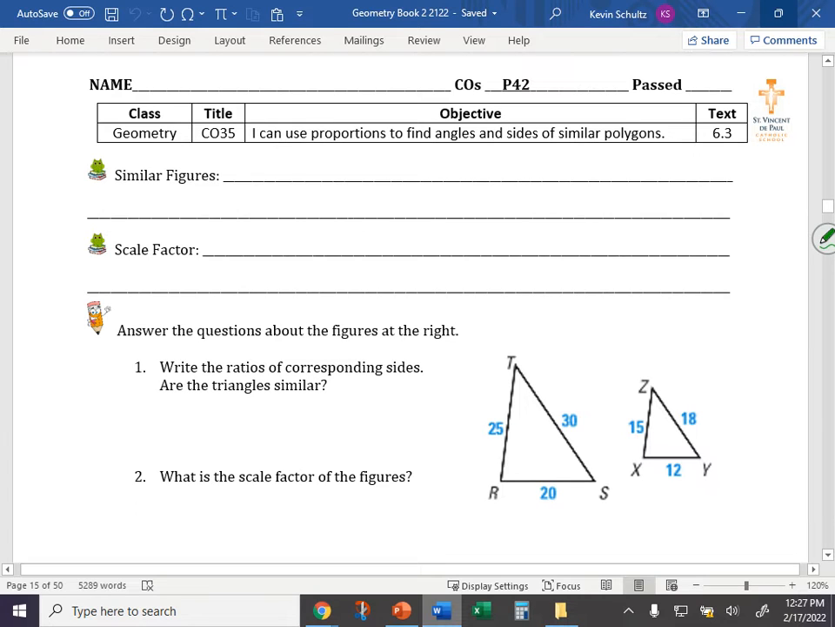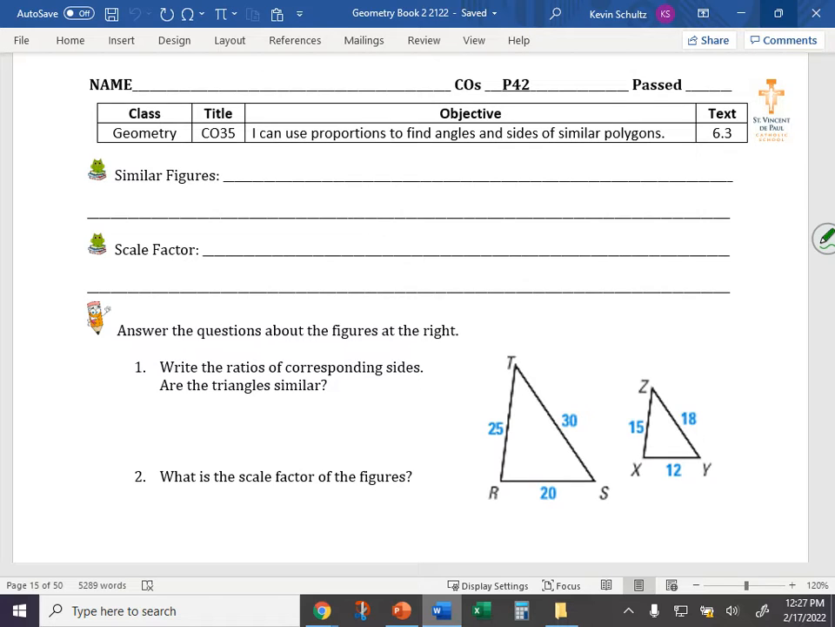Good day, geometry. CO35 is the task at hand: using more proportions to find angles and sides of similar polygons. Kind of really piggybacking what we did in the CO34. We're defining similar figures. We're defining a scale factor.